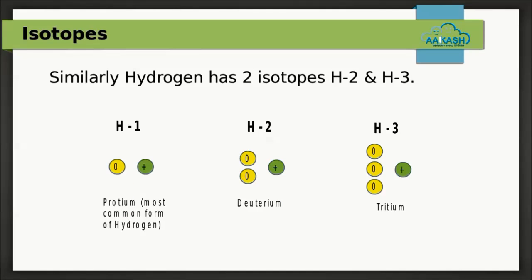Similarly, hydrogen has 2 isotopes. Hydrogen, that is H, is a commonly found hydrogen atom which has 1 proton and no neutron. Deuterium, that is H2, is an isotope of hydrogen which has 1 neutron and 1 proton. And tritium, that is H3, is an isotope of hydrogen which has 2 neutrons and 1 proton.